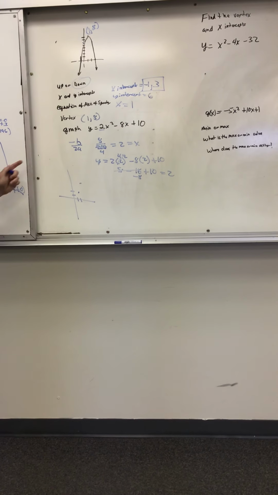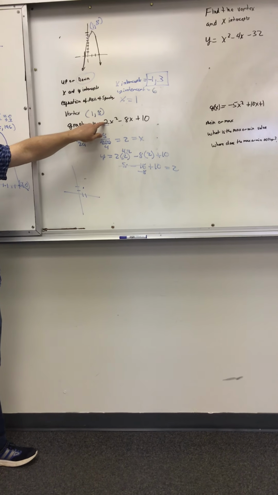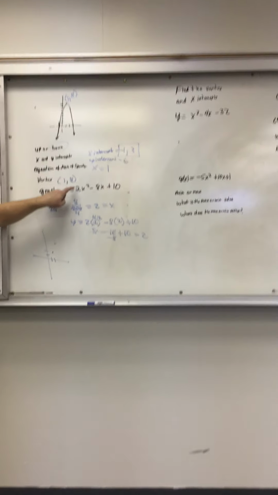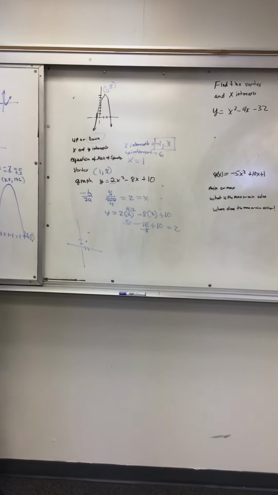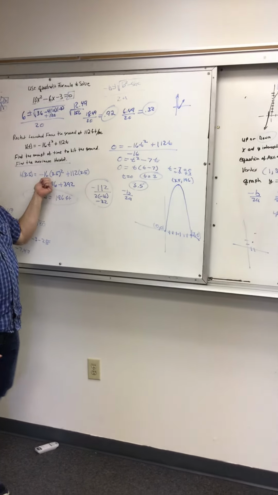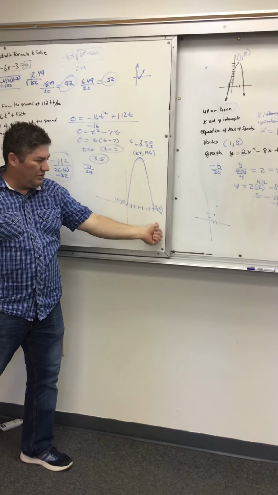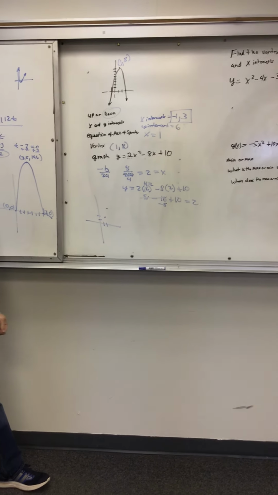Now, this graph tells us by this scale factor that it's going to open up because that a value is positive. If the a value is positive, it opens up. If the a value is negative, it opens down. Remember on the previous equation, it had a -16, so it opened down. Here we have a +2. This one's going to open up.